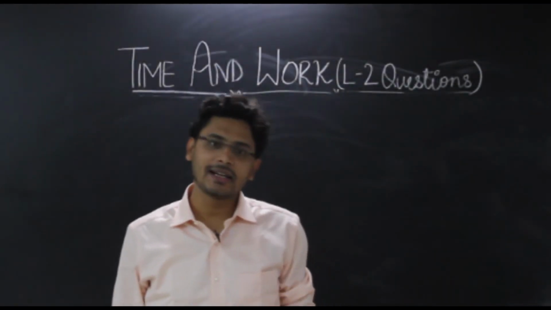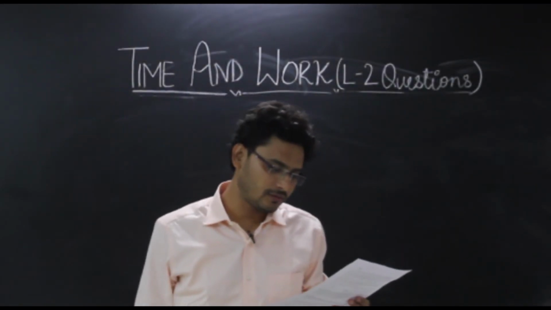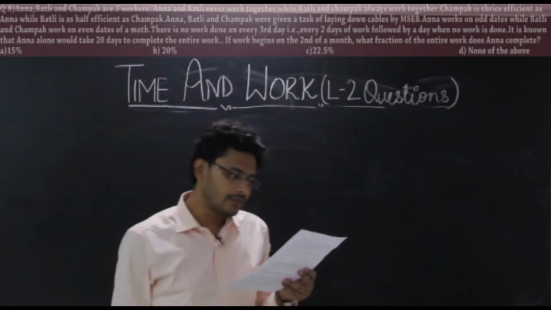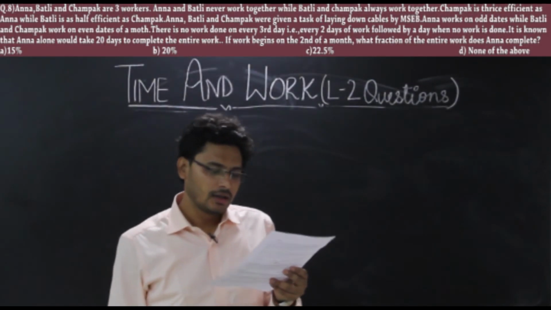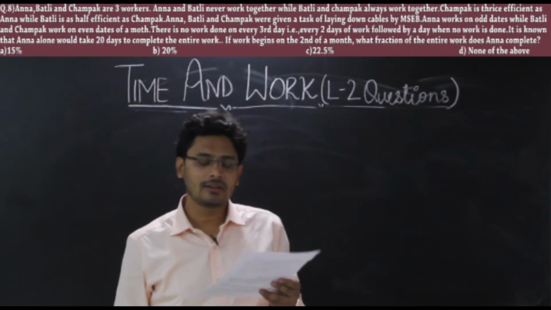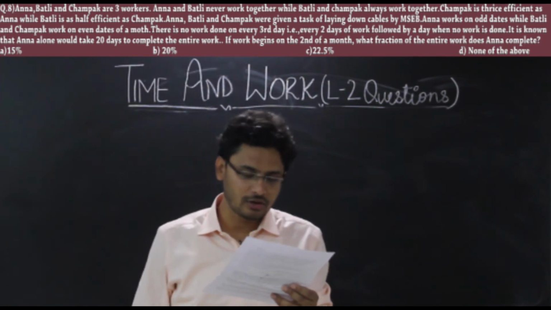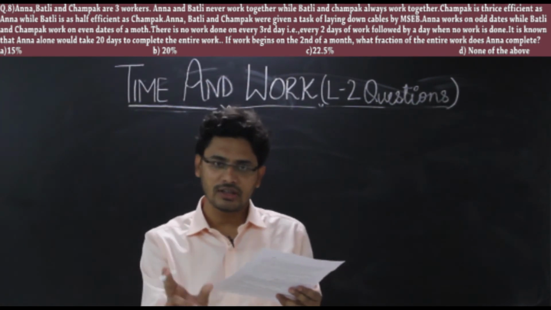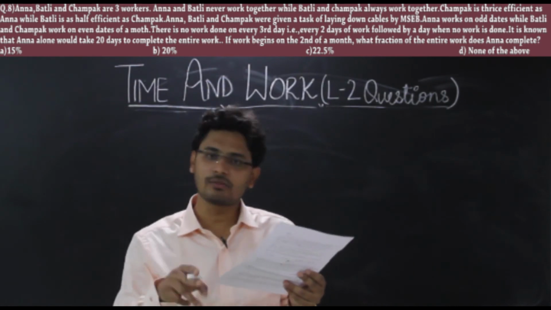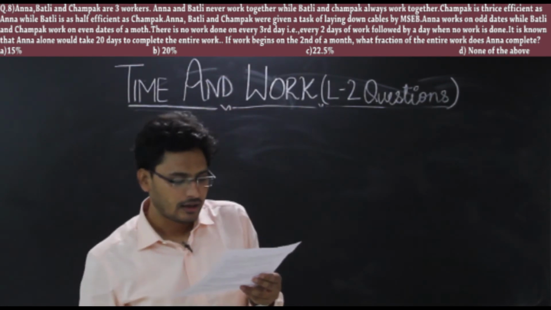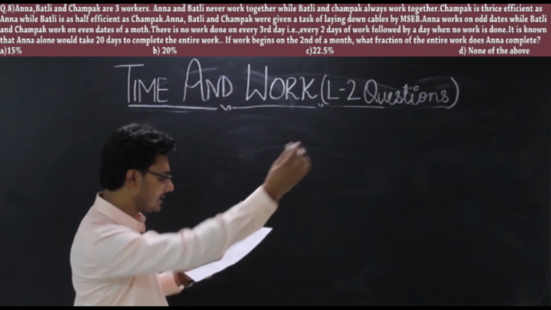Let's start with question number 8 and 9. It's a two-part question. Okay, we'll first go through the data. What is it saying? There are 3 persons, Anna, Bartley and Champak. Anna and Bartley never work together, and Bartley and Champak always work together. So we have one unit as Anna, and another unit as Bartley and Champak. Also given, Champak is thrice as efficient as Anna.